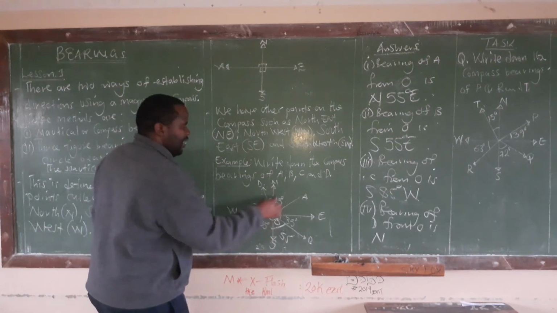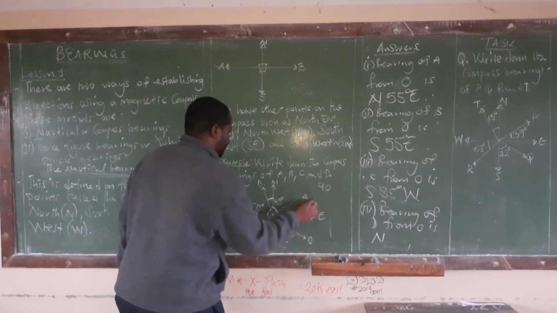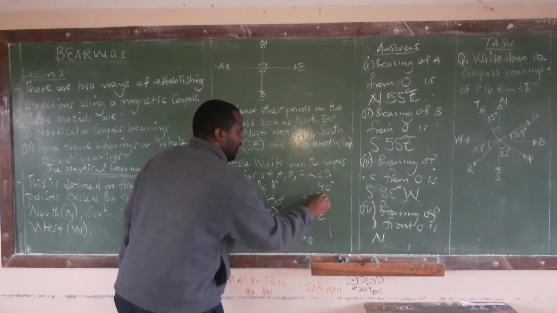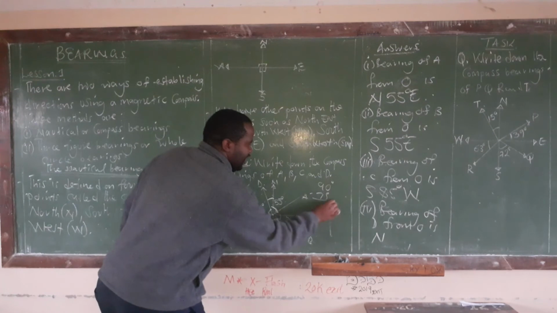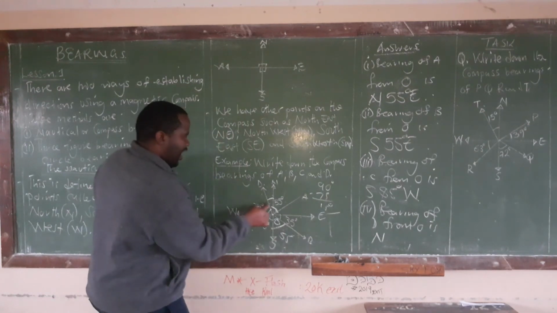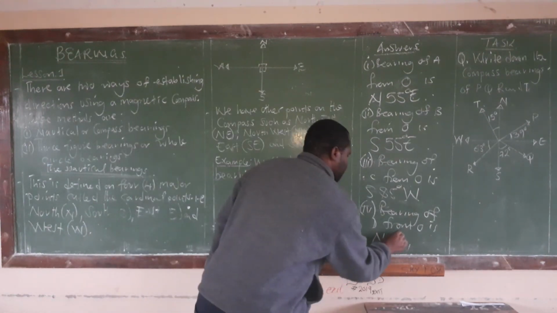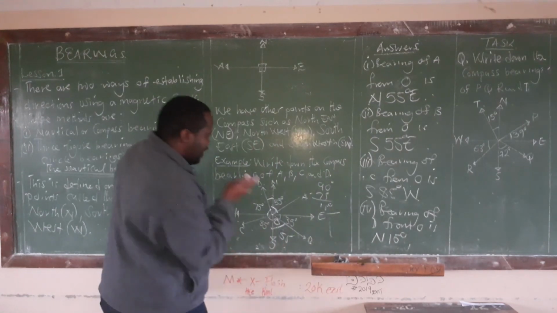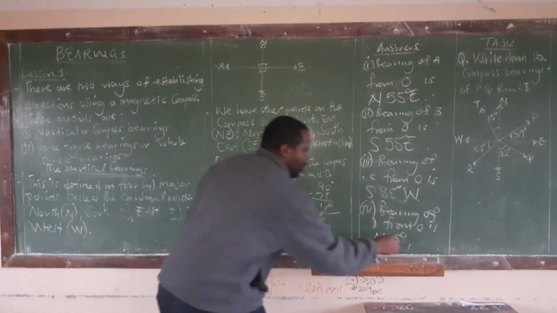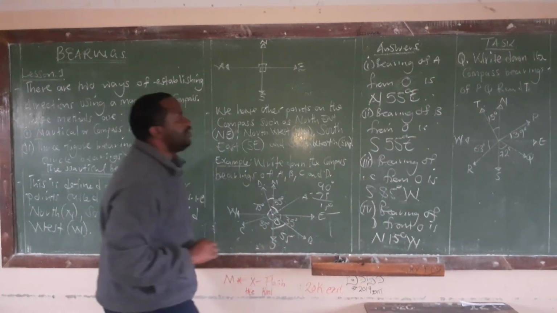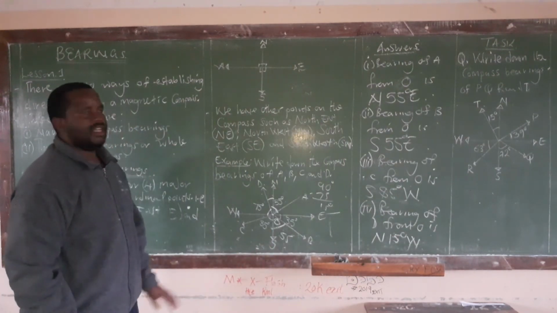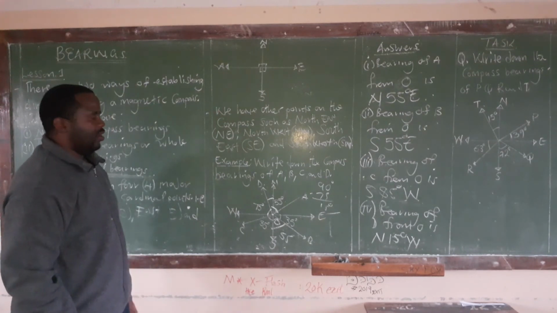But this quarter is 90 degrees. So say 90 degrees minus 75. What do you get? You get 15 degrees. So the angle here is 15 degrees. Since D is on the west side, we say north 15 degrees west. Basically, that's how you get these things, using the nautical bearings.